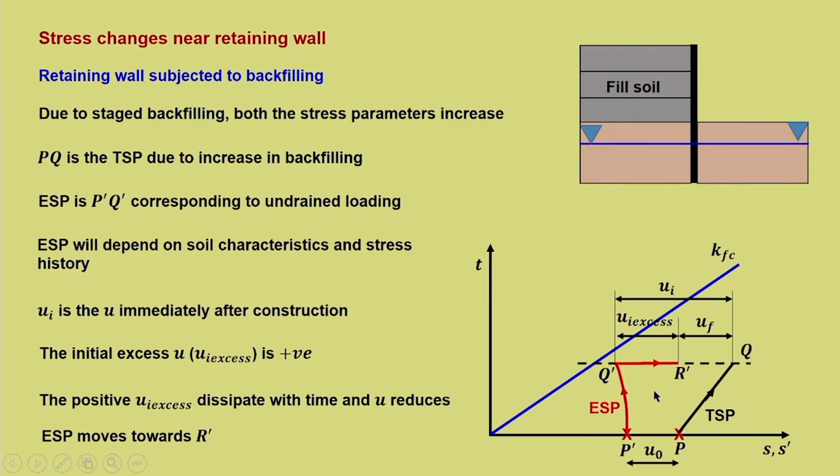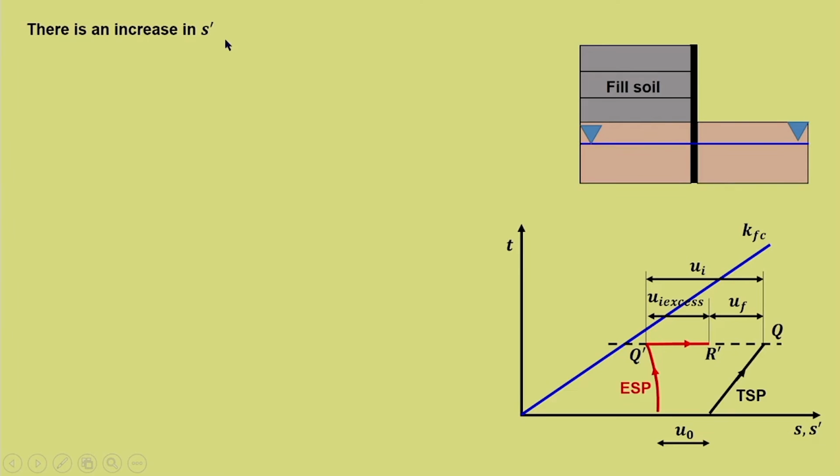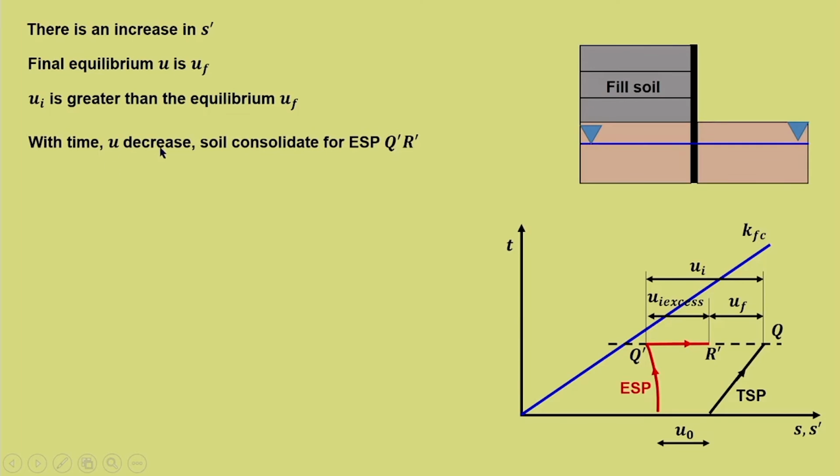So, that UF is the final equilibrium pore water pressure, which is equal to U naught because we have considered a submergence condition. There is an increase in S dash, yes, it is increasing. So, the final equilibrium pore water pressure is UF. UI, you can see, is greater than UF because the excess pore water pressure is positive. With time U decreases, and the soil consolidates along ESP Q dash R dash. So, from Q dash to R dash definitely the soil will undergo consolidation under this load of the fill soil.